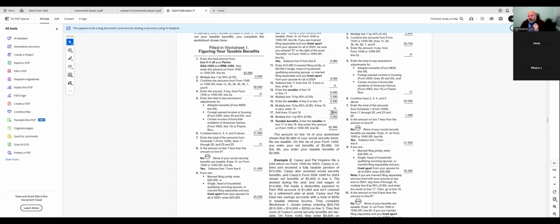So it's 2,990, and then we multiply line 1. So we're going to go back to line 1, $5,980 by 85%, which is 5,083. So 85% of our Social Security receipts could be taxable, but they're going to ask us for the smaller of line 19, smaller of 18 or 15, smaller of 18 or 17, and it's the 2,990. It's half of our Social Security that is taxable.